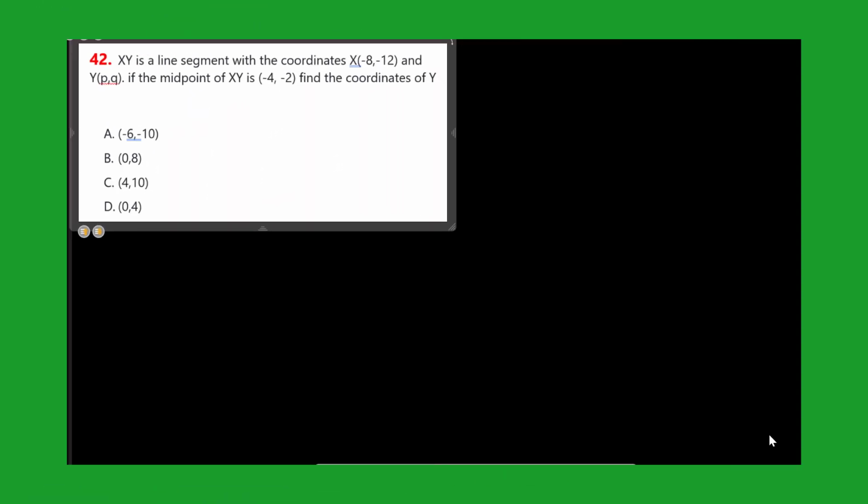In question 42, SY is a line segment with coordinates S(-8, -12) and Y(p, q). If the midpoint of SY is (-4, -2), find the coordinate of Y. So we will be given the coordinate of S as well as the midpoint, so we have to find the coordinate of Y.